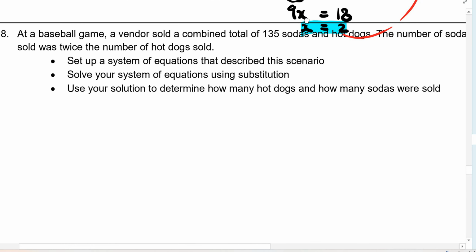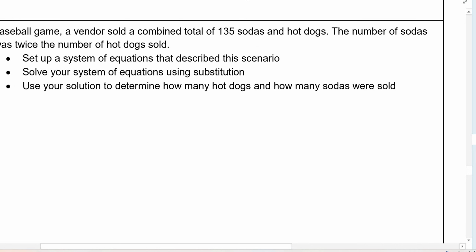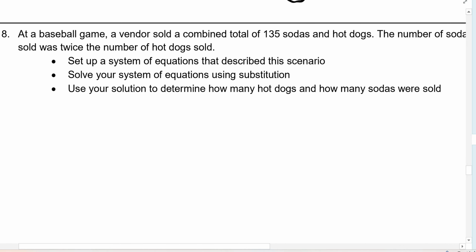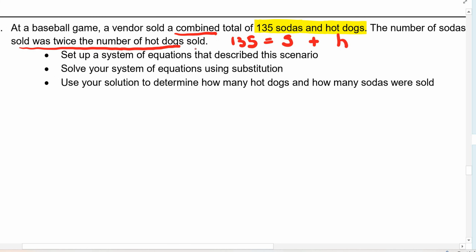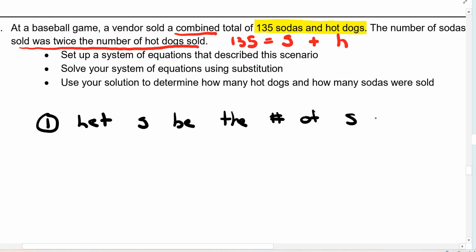So I believe this question may have been covered already in one of the problems in class. So at a baseball game, a vendor sold a combination of 135 sodas and hot dogs. So in total, if sodas is S and hot dogs are H, so S plus H equals 135, all right? So combined, we add them. The number of sodas sold was twice the number of hot dogs sold. Okay, so you need to write up a system of equations where we'll let S be the number of sodas being sold.